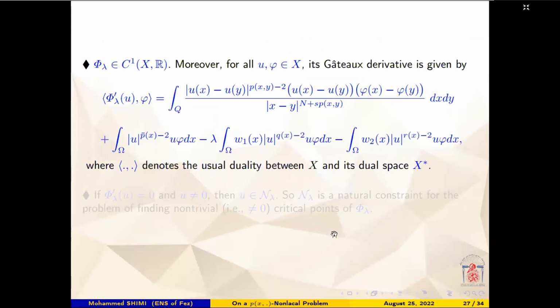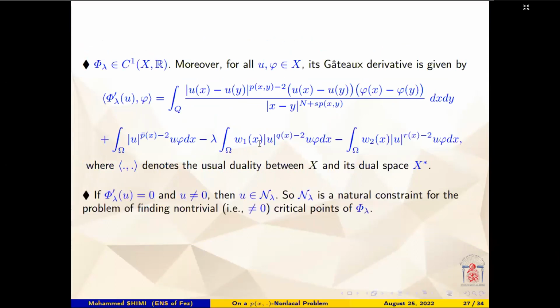Moreover, phi lambda is of class C1 on X, and its Gateaux derivative is given by this expression. Now, if the derivative of phi lambda at u equals 0 and u is different from 0, then u belongs to N lambda. So N lambda is the natural constraint for the problem of finding non-trivial critical points of phi lambda.